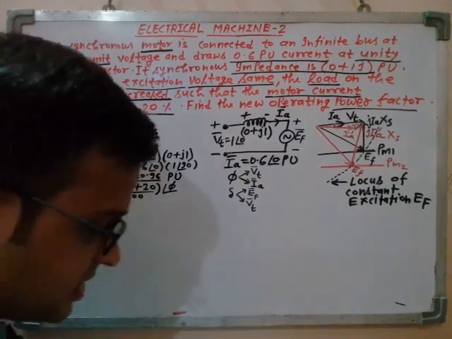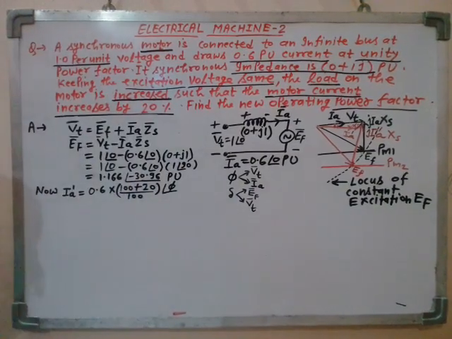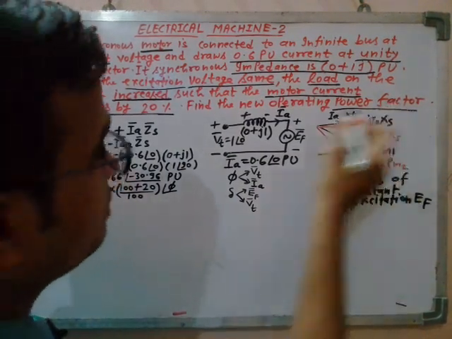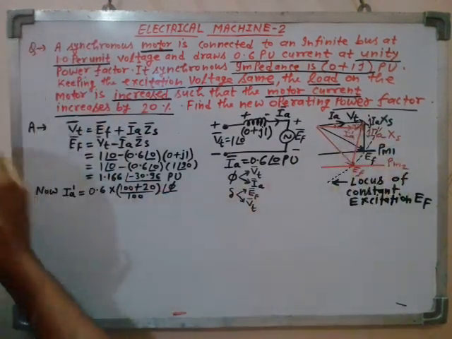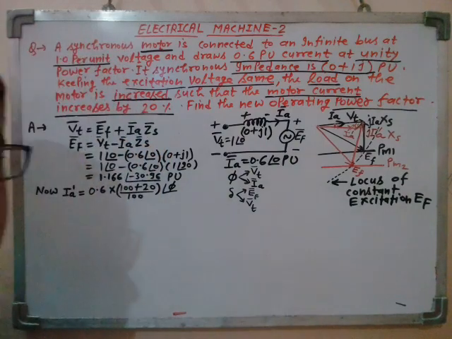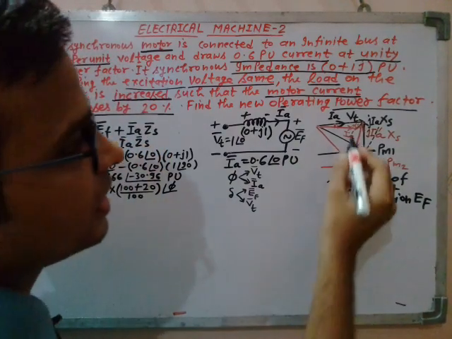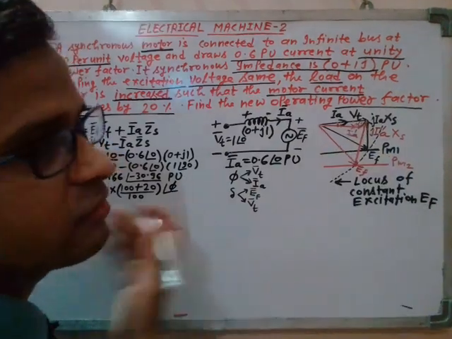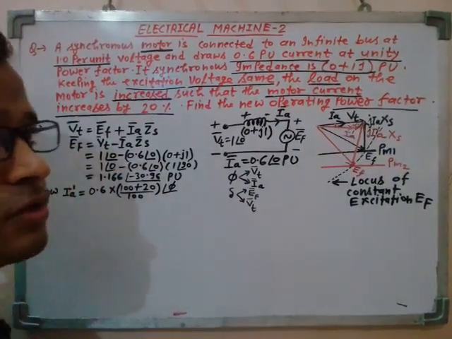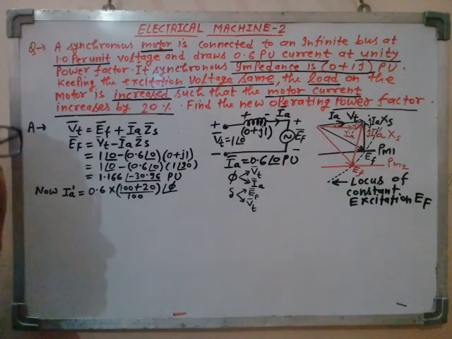So let me start the calculations. You understand the new operating power factor will definitely be lagging. Just by drawing the phasor diagram, you can determine this. Since the new armature current IA dash is lagging the terminal voltage, this motor would now be operating at a lagging power factor.